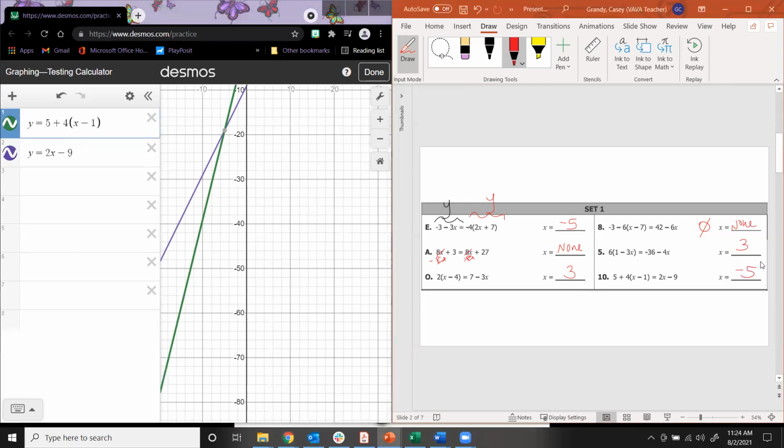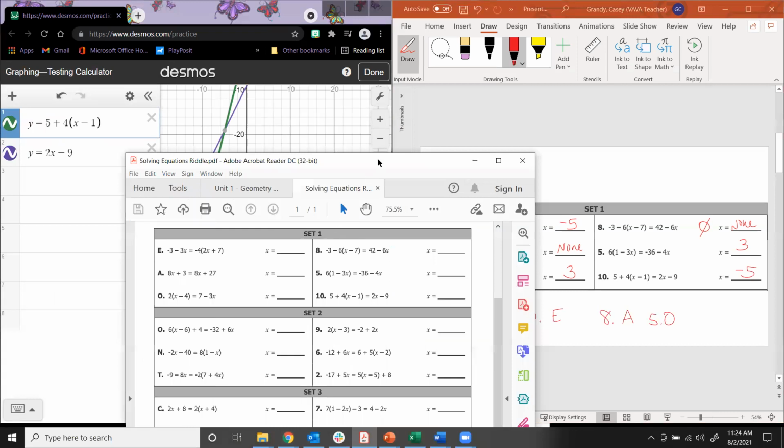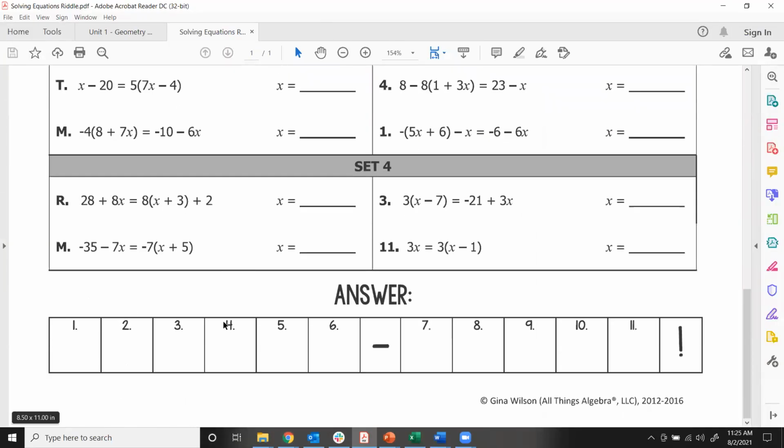Now what I've done here in set 1 is notice that these match. E and 10 match. So in spot number 10, I'm going to put an E. A and 8 match. So in spot number 8, I'm going to write an A, and O matches 5. So in spot number 5, I'm going to put an O. And at the very bottom where it says answer, you have all those boxes. There it is. You can just put your letters in the correct boxes until you have the entire puzzle filled in.